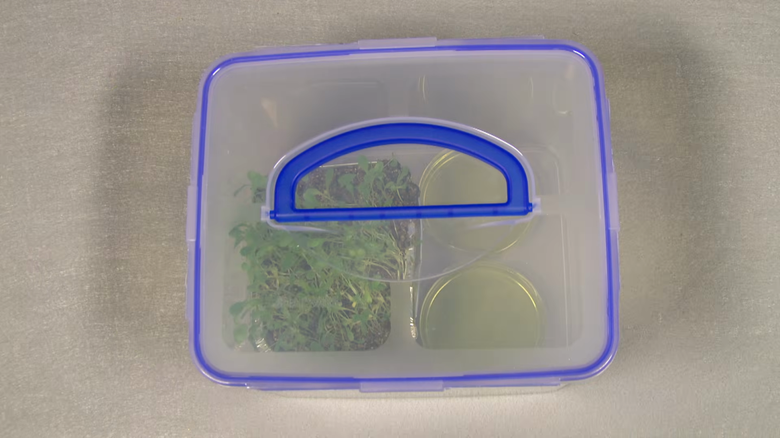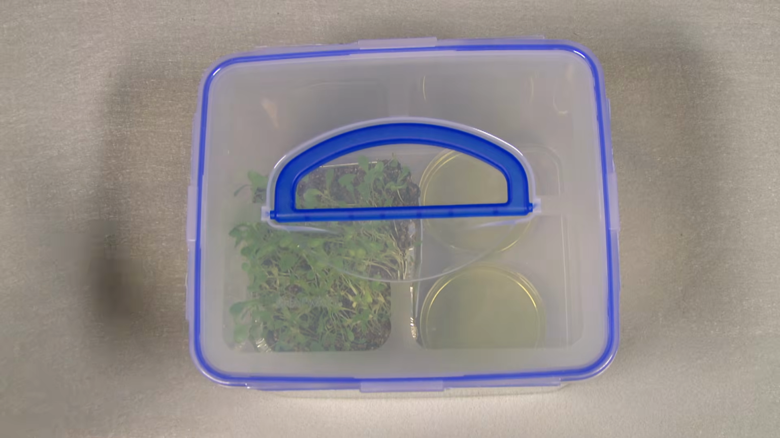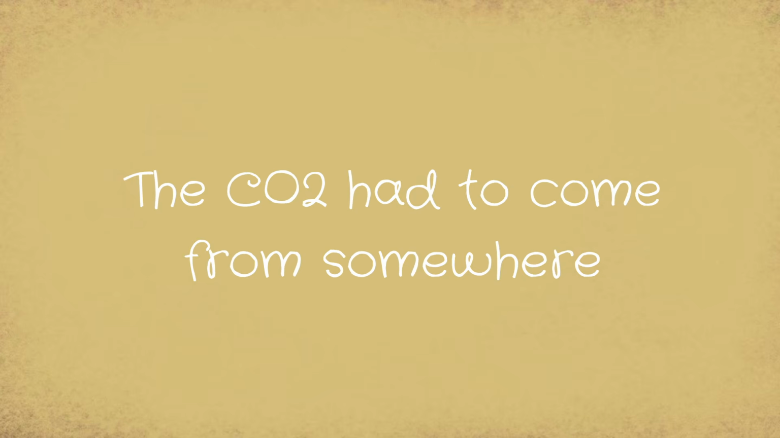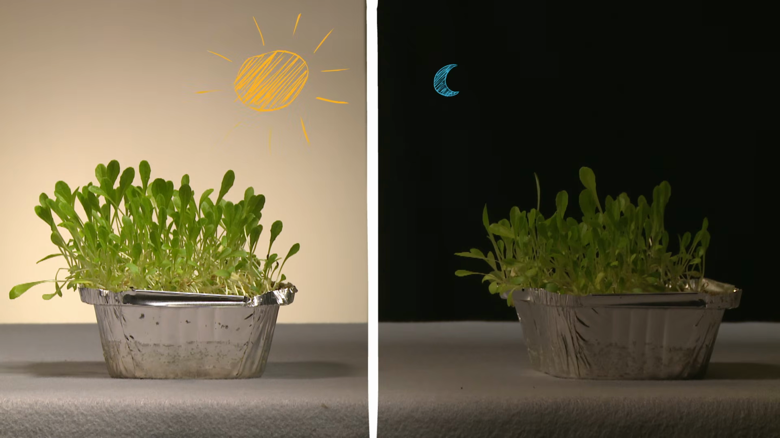The BTB was with the plants overnight, and it started off blue. Look what happened. The BTB turned yellow. That means that there's more CO2 here than when we started. Did that match your prediction? The CO2 had to come from somewhere. Without light, it seems as though carbon dioxide increases.